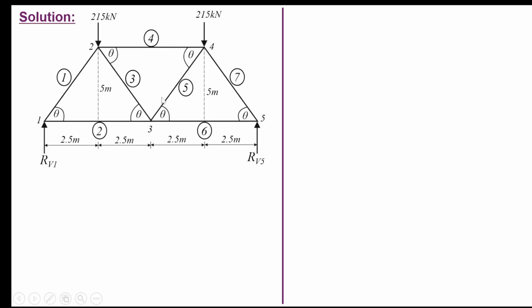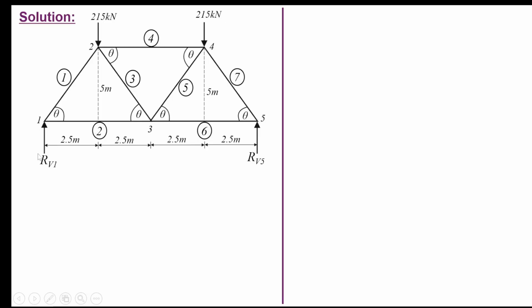We also have labeled the nodes. This is node 1, this is node 2, this is node 3, this is node 4, and this is node 5. And this is the applied force of 215 at node 2 and 215 at node 4.